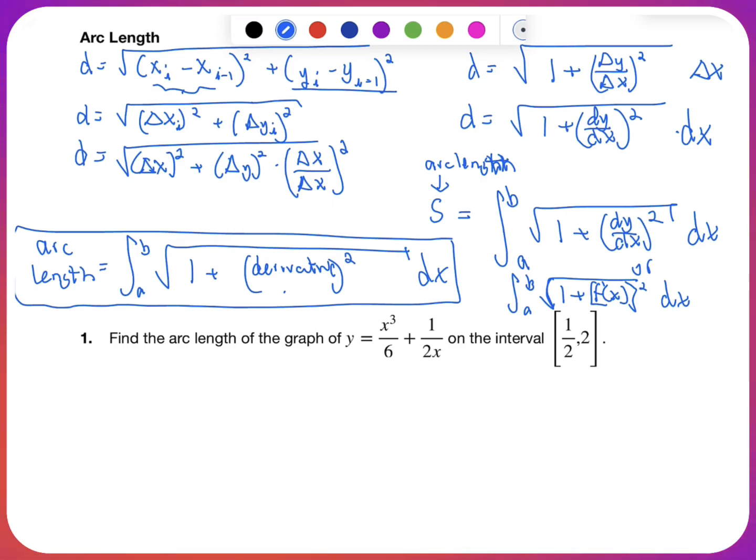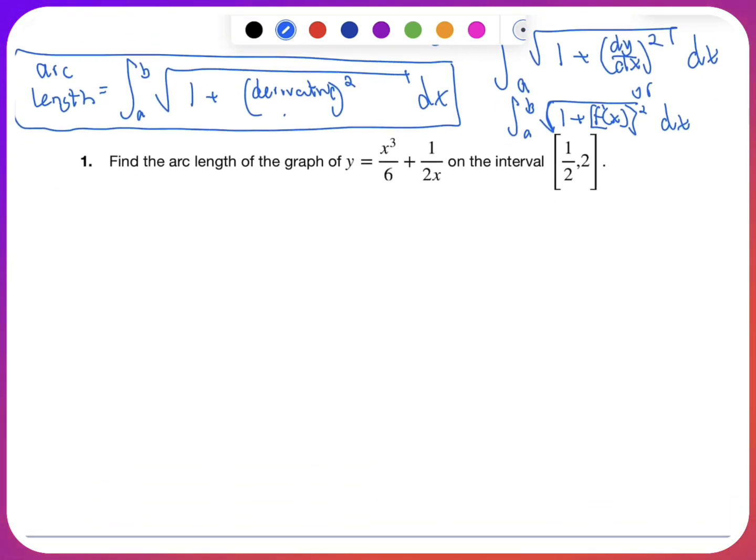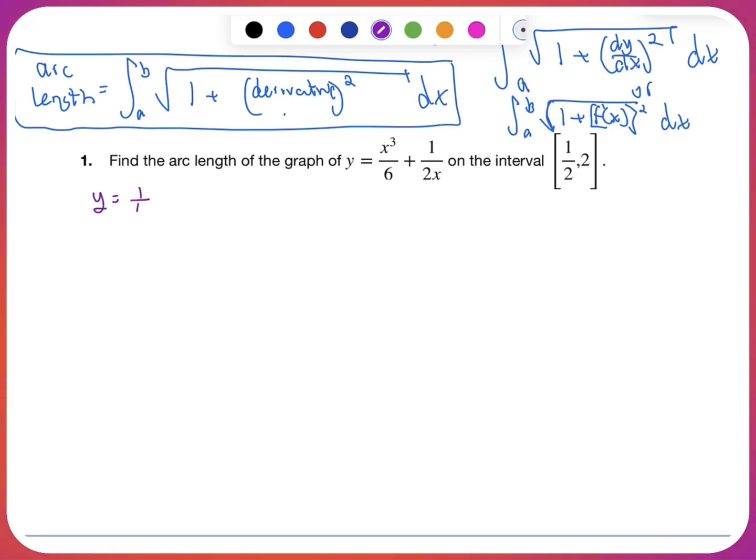So let's look at our first example. We're going to find the arc length of the graph of y equals x cubed over 6 plus 1 over 2x on the interval from 1/2 to 2. First thing I need to do is find my derivative. So I know y is equal to this equation. I'm going to bring out that x cubed and rewrite my x to the negative 1 here, and then find the derivative of this. So that gives us 3/6 x squared minus 1/2 x to the negative 2 power.